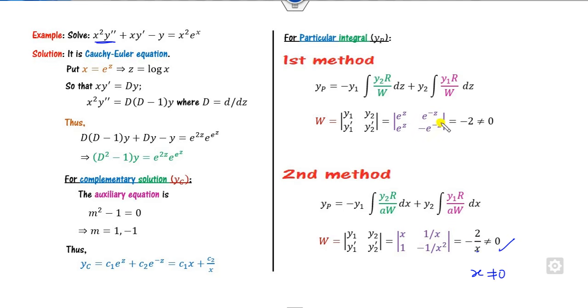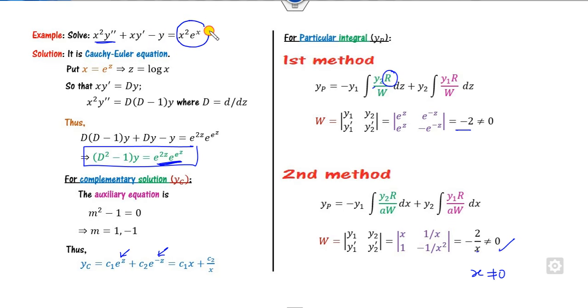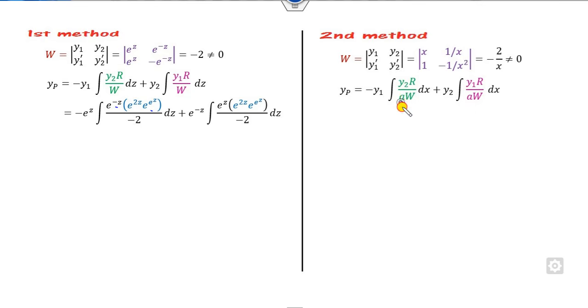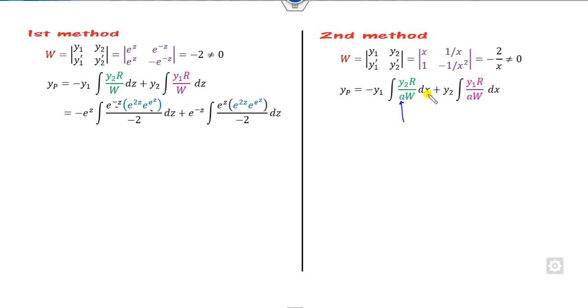So now once you are here, there are the two methods, we can solve either of them. So if I use here, that is by using this part, your r will be my right hand side, and this is my y1 and this is my y2. I can substitute here. On the other hand, if I am talking about this one, then your r will be my here, a is my x square, you can see this is my a is my x square, r is my x square e raised to power x, y1 and y2 are my x and e^x.